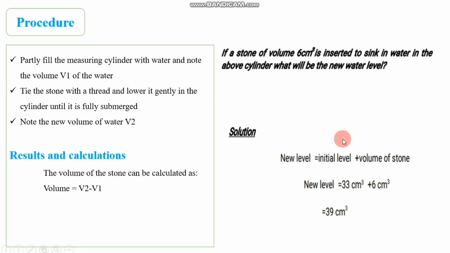The new reading will be equal to the initial level plus the volume of the stone. So which is 33 cubic centimeters plus 6 cubic centimeters, which will give you 39 cubic centimeters. That will be the final reading, which will be equal to the volume of the water plus the volume of the stone.